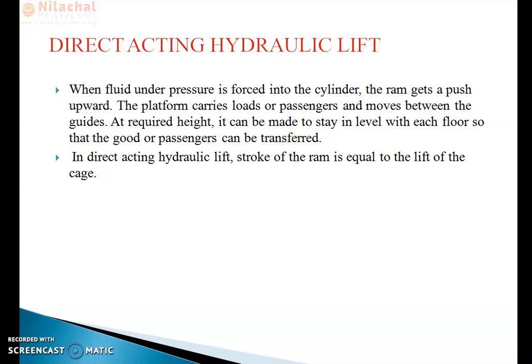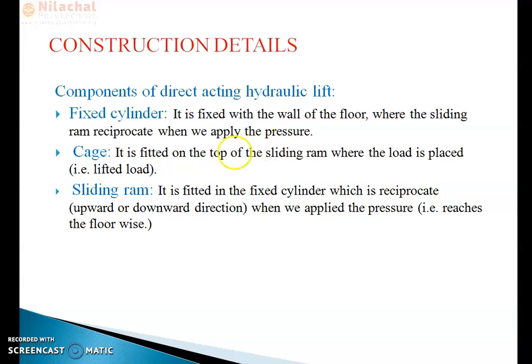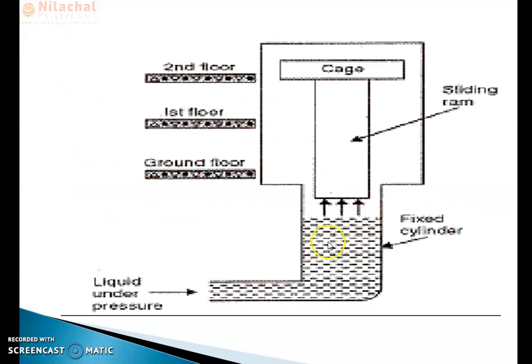In this hydraulic lift, the construction has three major components: one is the fixed cylinder, another is the cage, and the sliding ram. The fixed cylinder is fixed with the wall of the floor, where the sliding ram reciprocates when you supply the pressure. Now this is your fixed cylinder, which is fixed with the wall.